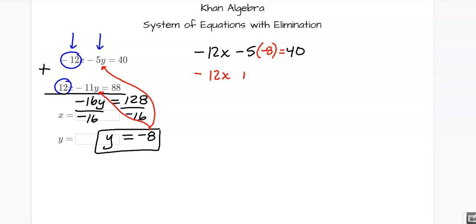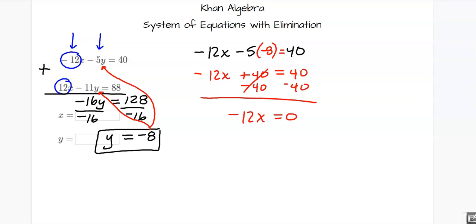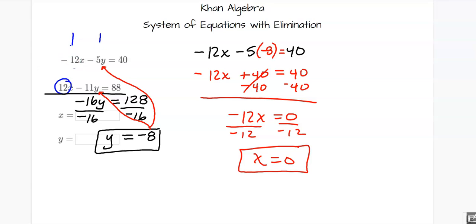So I have negative 12x added to 40 equals 40. Now this is going to be kind of weird. So subtract 40 from both sides, and I wind up with a 0 on this side. So negative 12 times what is 0? I know the answer is 0, but officially I'm supposed to divide both sides by negative 12. And I get x equals 0. So I'm pretty confident that's the right answer. So 0 for x, negative 8 for y.